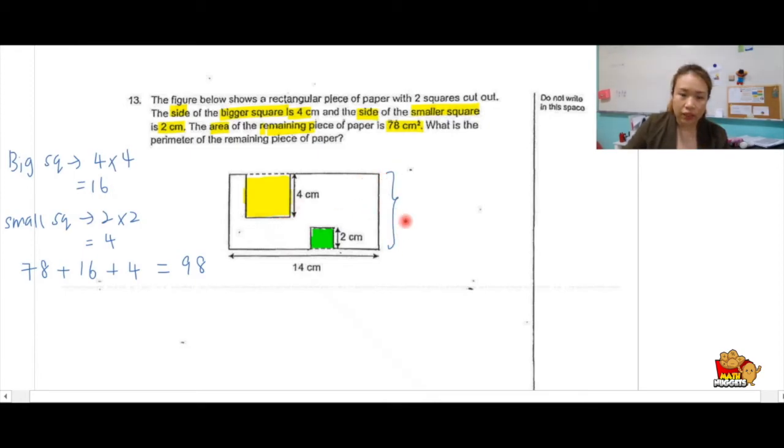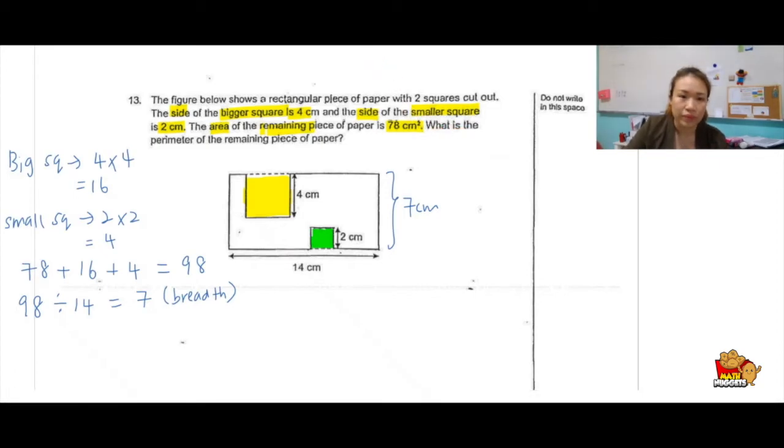I will have to find the breadth of the piece of paper. So I will take the entire area divided by the length, which is 14 cm, to get 7. This is the breadth, which is here. So with this, we will be able to find the perimeter of the remaining paper.